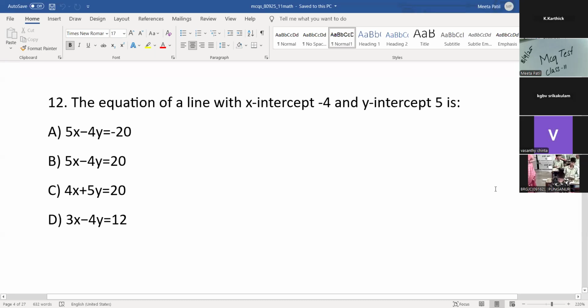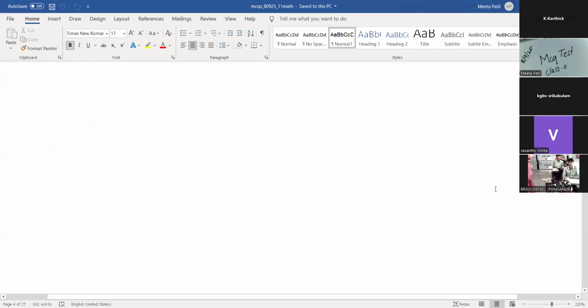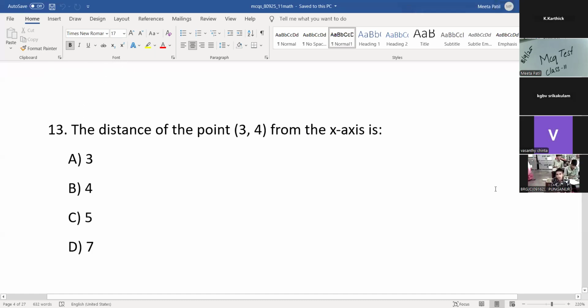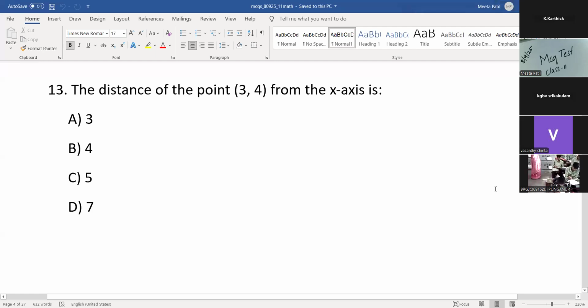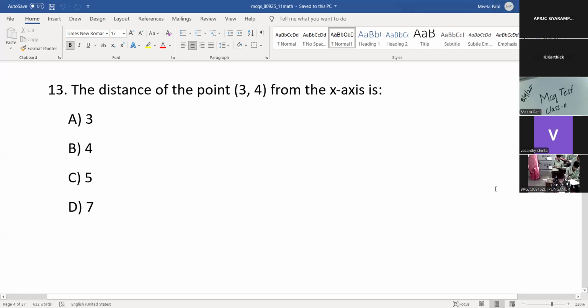Okay, students, we are moving further to the 13th question. Your 13th question is, the distance of the point 3, 4 from the x-axis is. Again you have the options: option A 3, option B 4, option C 5, and option D is 7.